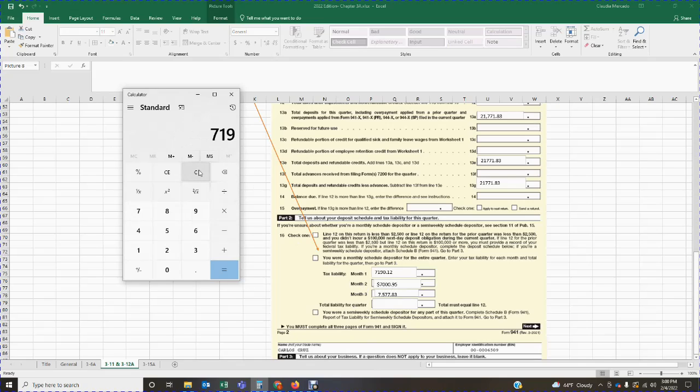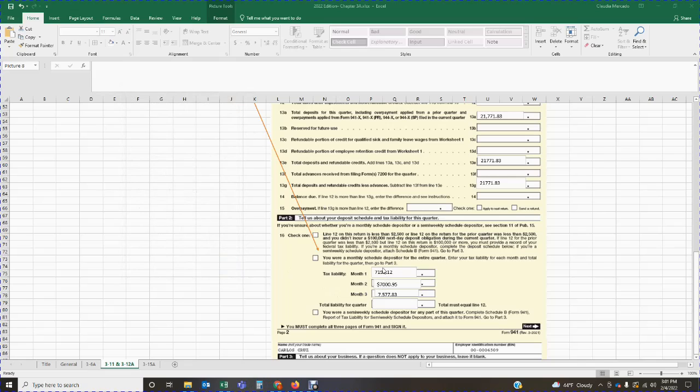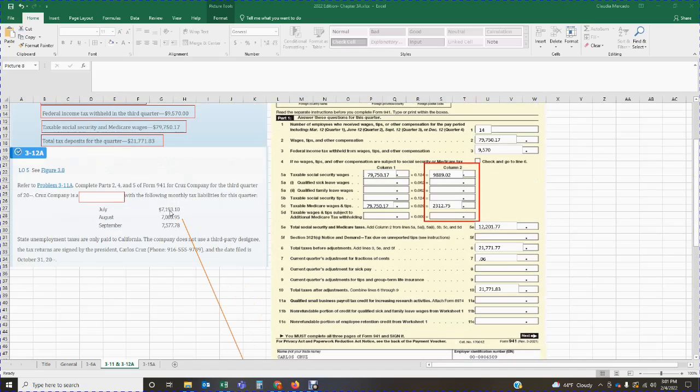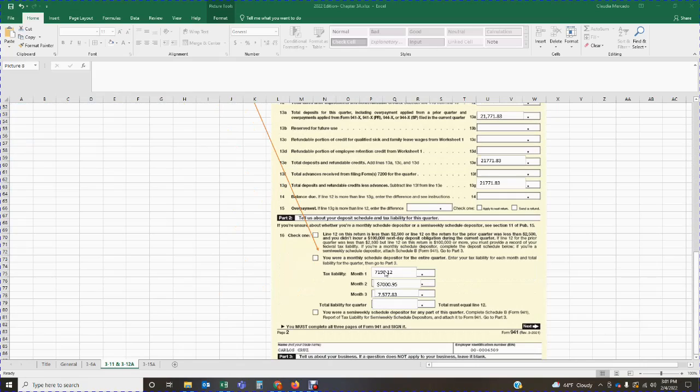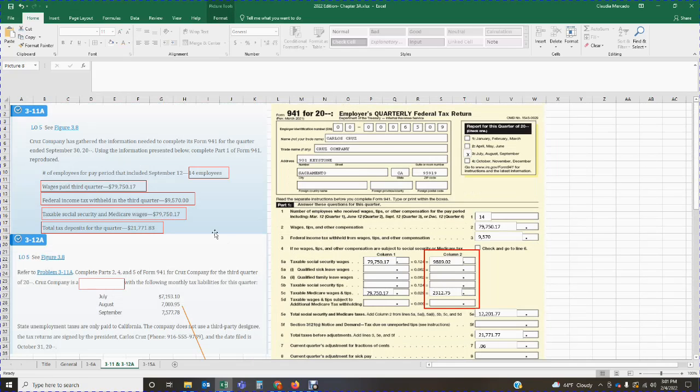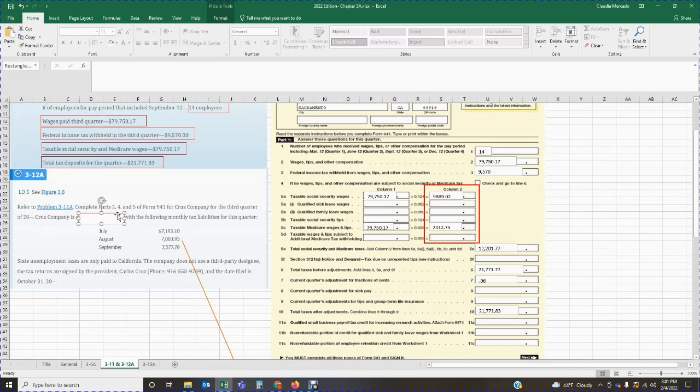So we have three numbers in our tax liability. So it's 7190.12 plus 7,000.95 plus 7577.83. Okay, that'll give me 21,000. Why am I not 71? Oh, I entered the first one wrong. You see how easy it is to enter the wrong number? I was like, why am I not equaling? It's 7193.10, and I was entering 7190, so it's a 3.